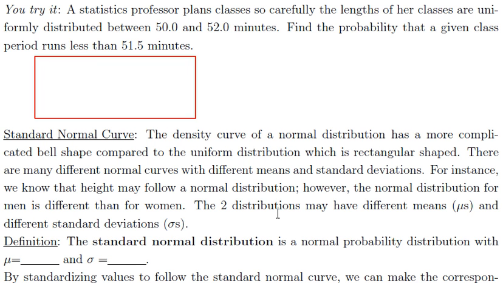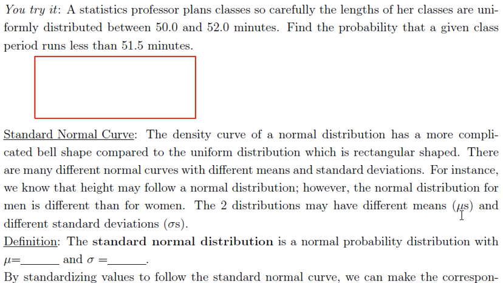Okay, so a statistics professor plans classes so carefully that the lengths of her classes are uniformly distributed between 50 and 52 minutes. And what that means is there's equal chance of ending any time between 50 and 52. That's the uniform distribution. Find the probability that a given class period runs less than 51.5 minutes.